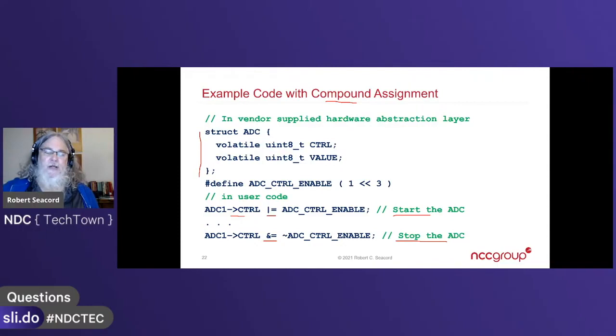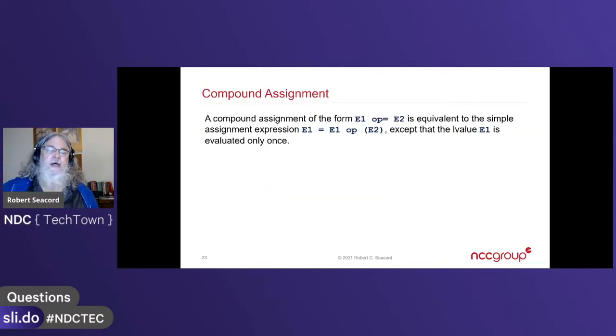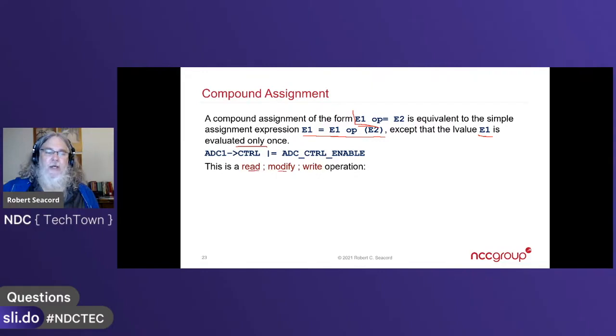And what's a little bit unclear about this logic, and here we've put it in, say, a header file that might be included into a C or C++ program, is the fact that compound assignments of that form are basically equivalent to E1 = E1 op E2, except that it guarantees the value E1 is evaluated only once when you use the compound assignment. But this operation is still a read, modify, write operation.